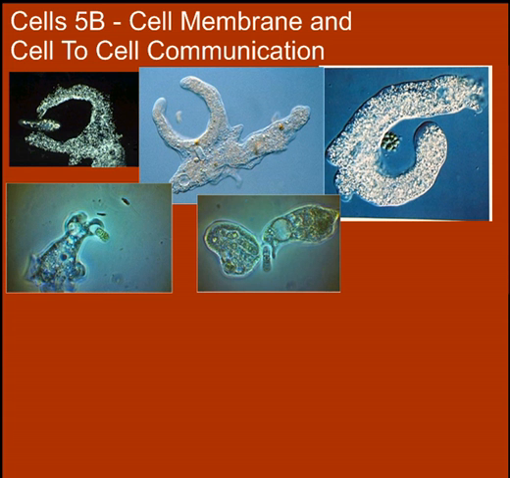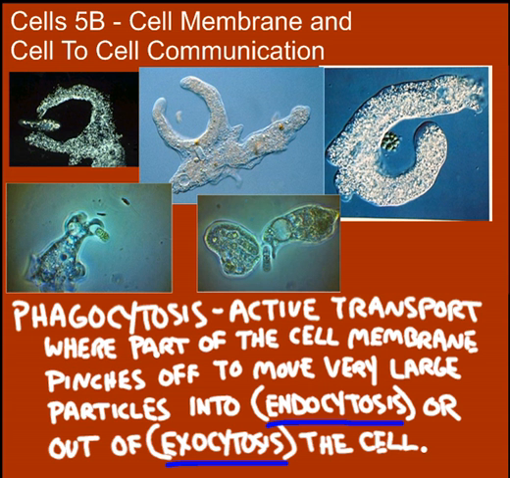Now, there's a special type of active transport called phagocytosis. In phagocytosis, part of the cell membrane engulfs something that needs to be brought into the cell and pinches off to become a food vacuole inside the cell. When you're moving things into the cell, that's called endocytosis. Moving things out of the cell is exocytosis.